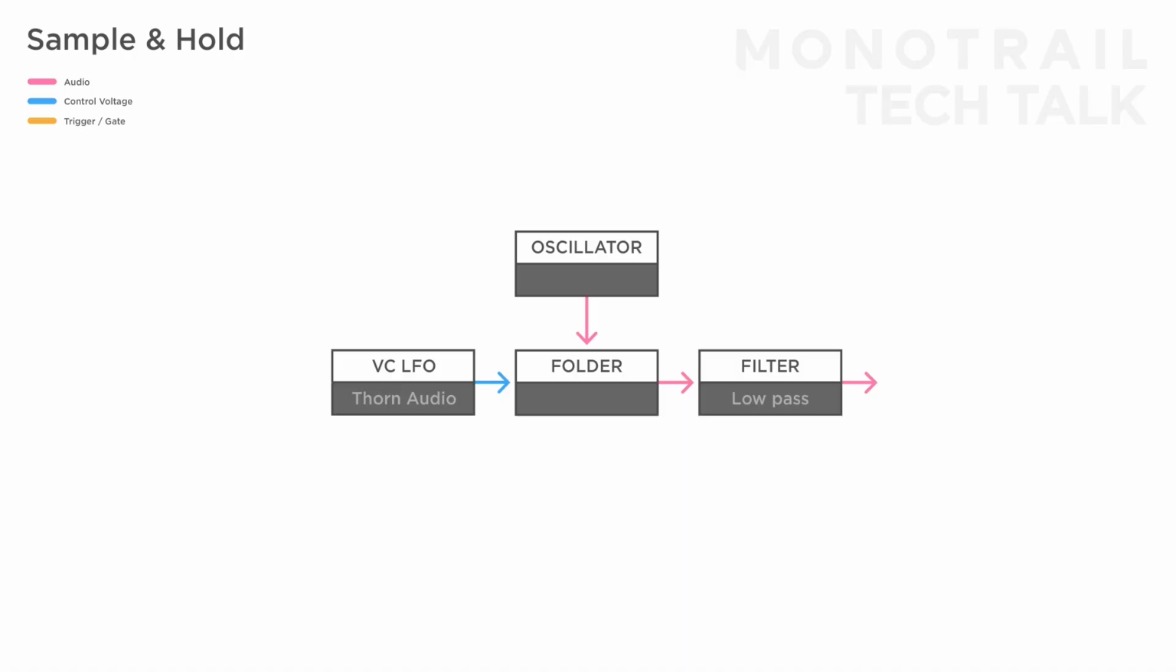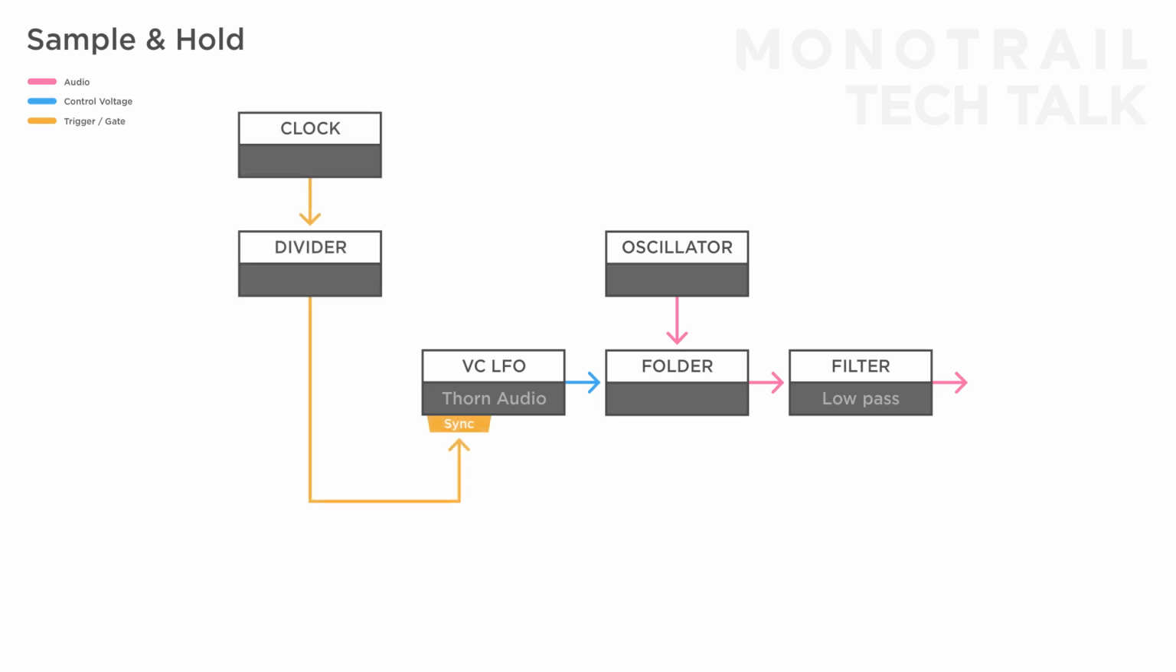Here is a similar voice, but without FM. Again, the VCLFO is modulating the folder. A clock and divider are used to create a division to sync the VCLFO. In this case, both the LFO and the sample and hold are synced. But the sample and hold rate is set to a faster speed than the incoming clock, resulting in a steady looping pattern. By adding modulation, you can create variations to this pattern.